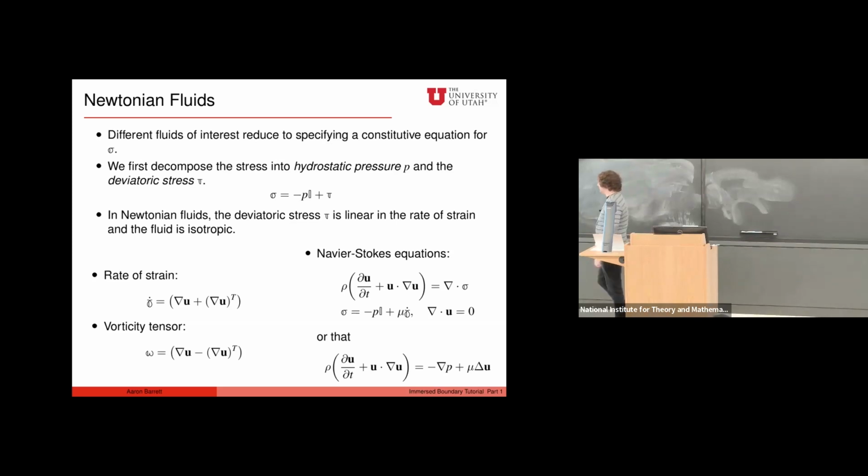Now, with this particular assumption that the velocity is incompressible, here's our conservation of mass condition. We can rewrite this divergence as a gradient of pressure and viscosity times the Laplacian. So we have fluid equations.